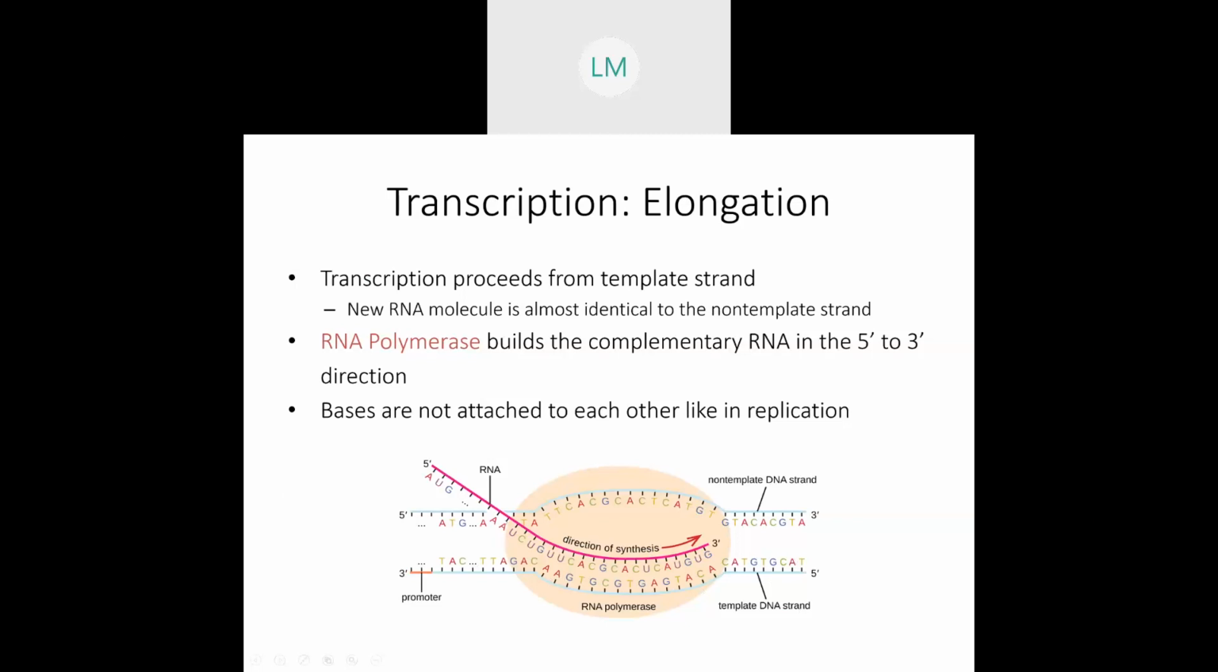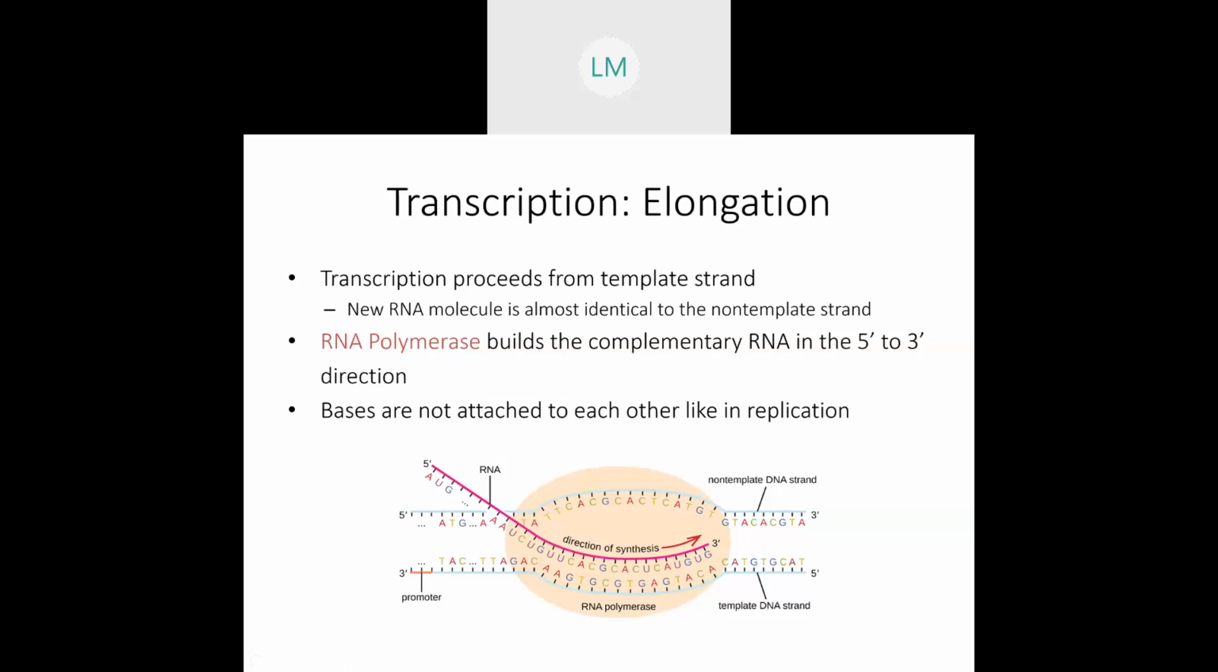So our new RNA molecule, remember, we are always adding nucleotides onto this 3' end. So we are building in a 5' to 3' direction here. This is going to be almost identical to our non-template strand, which makes sense, right? Because we are adding these nucleotides, these bases that are pairing up with our template strand.